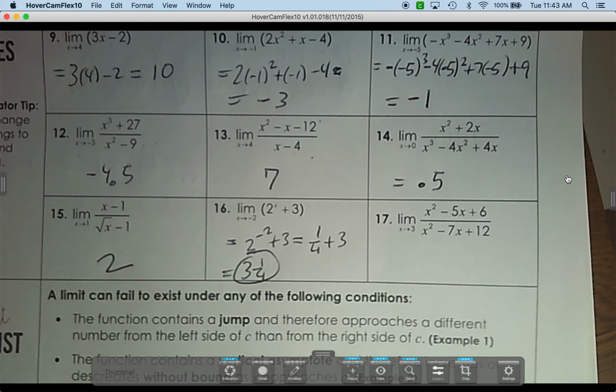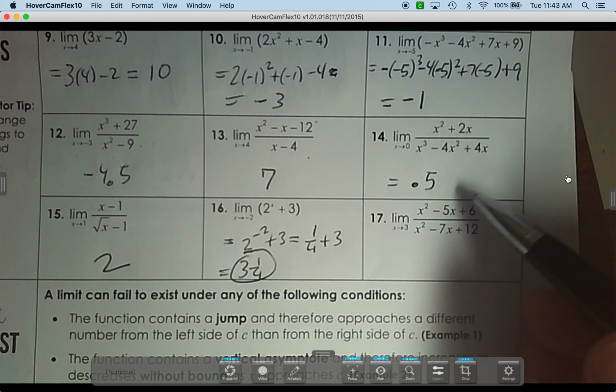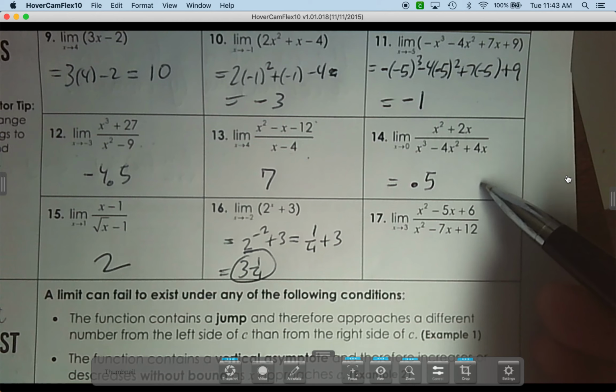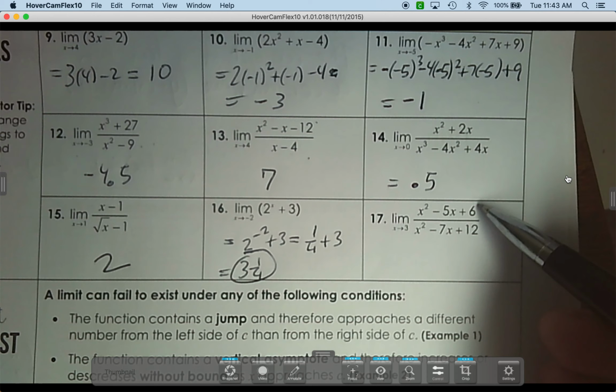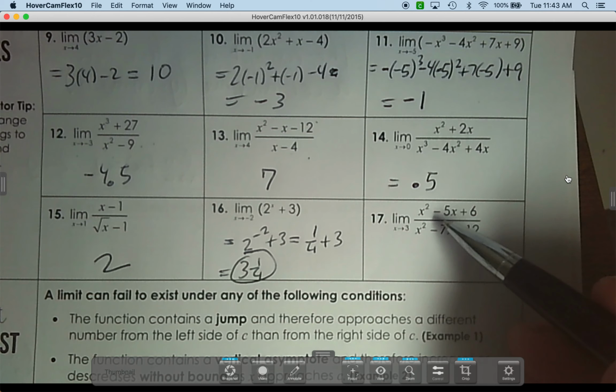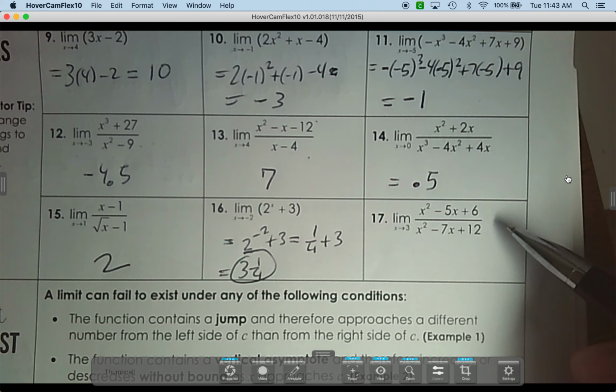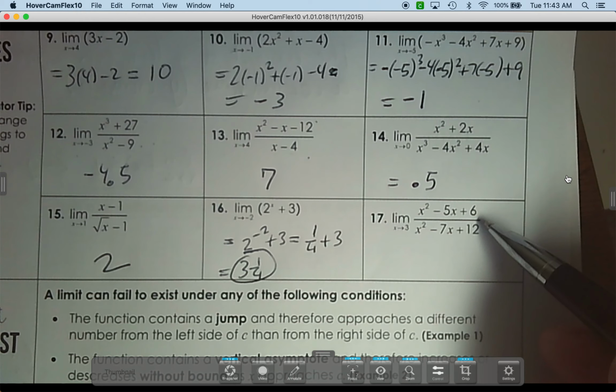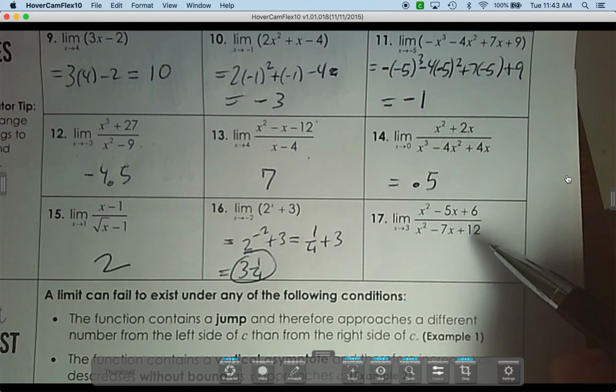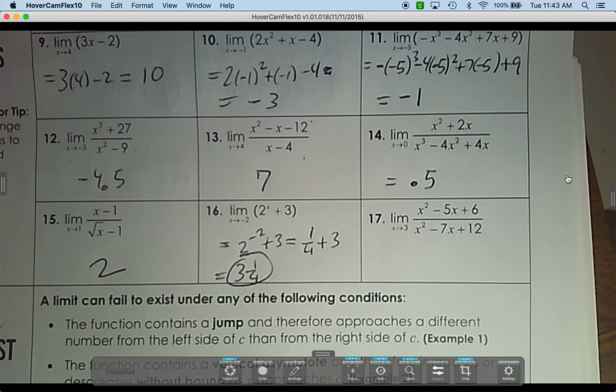So my first step is, can I plug it in? So plug in 3. 9 take away 15 plus 6. That's 0. Plug in 3 in the bottom. 9 take away 21 plus 12 is 0. So I can't get a value by doing direct substitution. So I'm going to use a table of values.